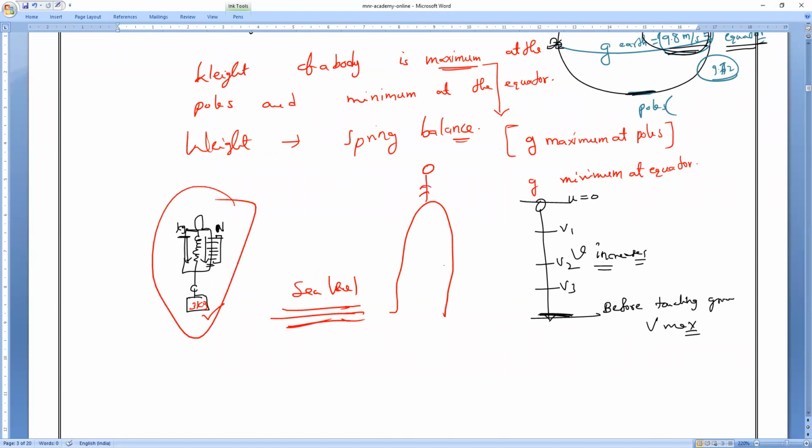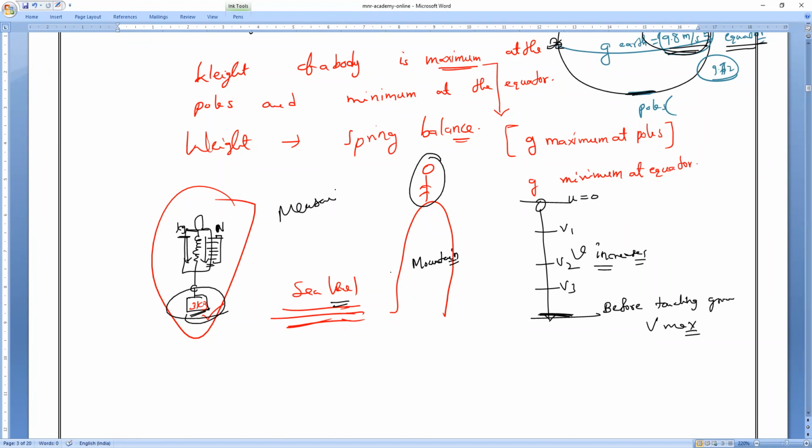Now you tell me where the weight of the body is maximum. You are at sea level and you are above the mountain, measuring the weight in both places. Weight or mass? Weight. Mass remains the same, 3 kg only.